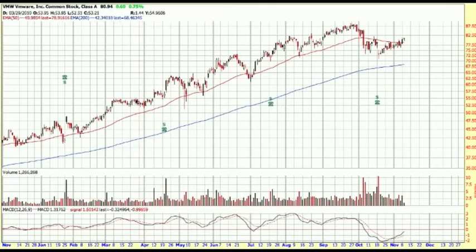Now, we're taking a look at the daily chart. You've got the candlestick chart of VMware, a 50-day moving average, a 200-day moving average, the volume indicator and the MACD indicator. So let's take a look at how we would trade this stock, as the company fits all of our fundamental criteria with an ever-changing industry.